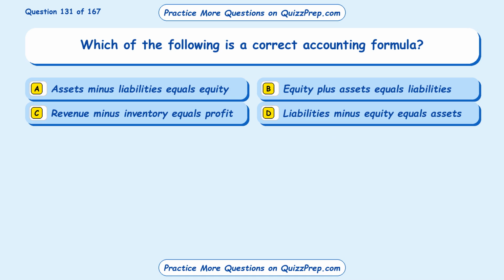Question 131. Which of the following is a correct accounting formula? Option A, assets minus liabilities equals equity. Option B, equity plus assets equals liabilities. Option C, revenue minus inventory equals profit. Option D, liabilities minus equity equals assets.